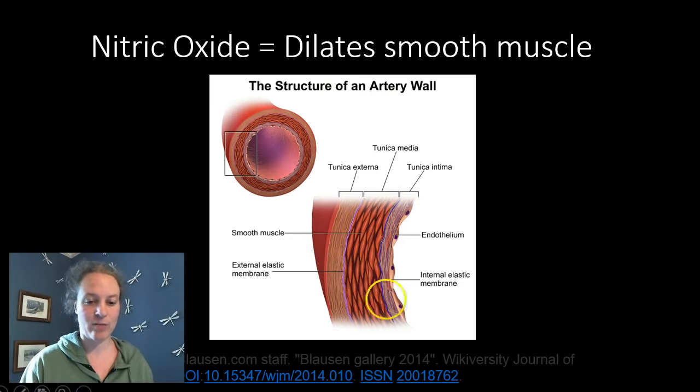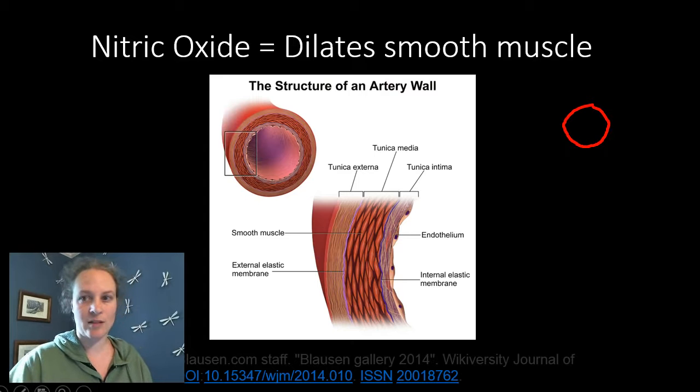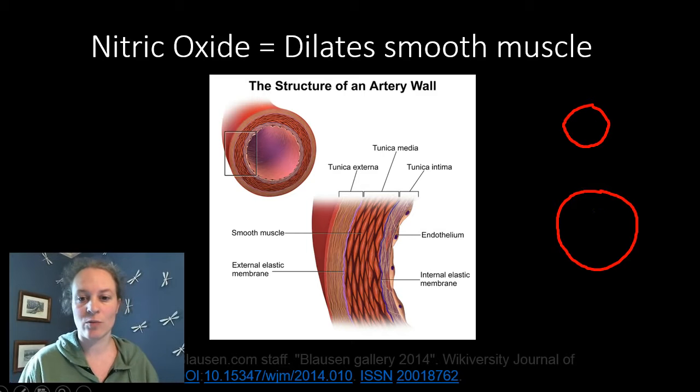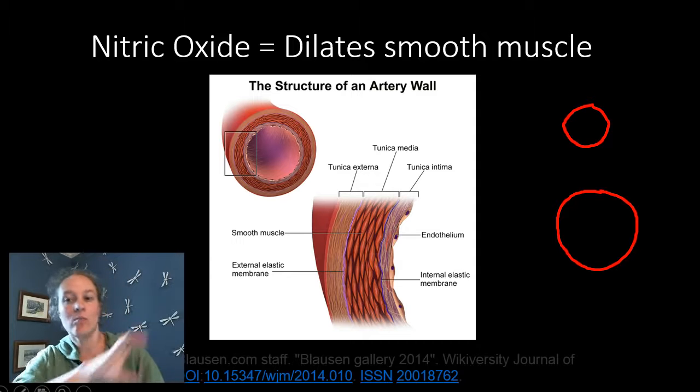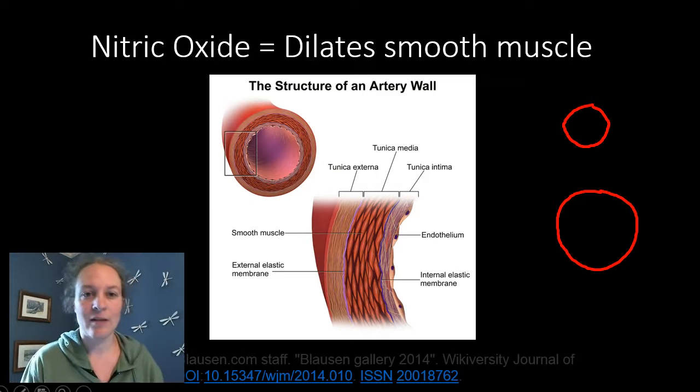And what happens is that the muscle essentially relaxes. So if we start out with a blood vessel that has a diameter kind of like that, if it undergoes vasodilation, or these smooth muscles relax, then it's going to have a wider diameter. And what that means is more blood flow can come through, and the pressure on that particular tissue is relieved, which is a good thing. We'll talk more about that later.